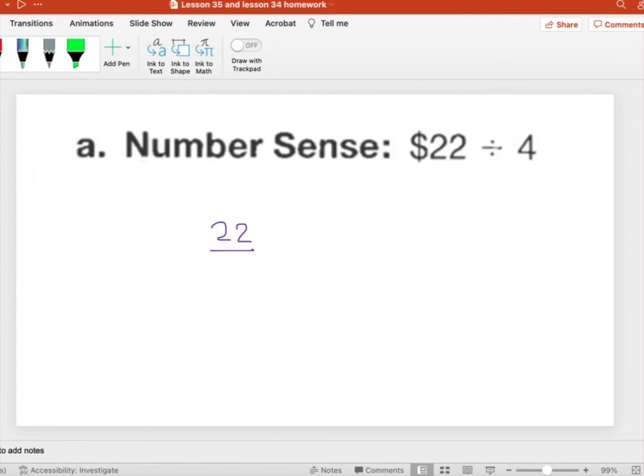22 divided by 4 is the same thing as 11 over 2. Divide the top by 2 and the bottom by 2. And 11 halves is 5 and 1/2, which you could also write as 5.5 as a decimal. Okay, so 11 divided by 2 is 5.5.